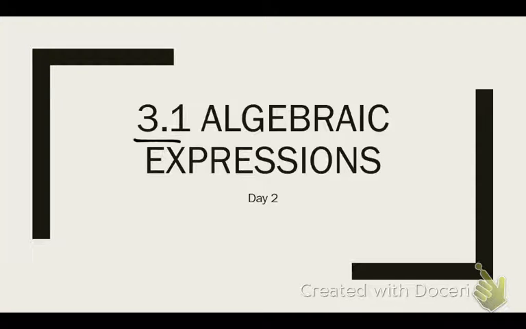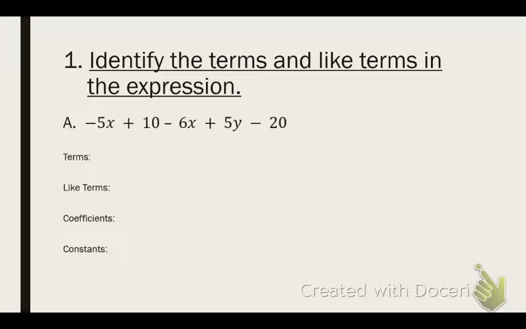We're going to be working on 3.1 again. We're just going to do a second day about algebraic expressions. Let's see if we remember what we talked about yesterday. The first thing I want us to do is to identify the terms and the like terms in this expression, and then we'll also figure out what the coefficients and the constants are. Let's just see if you can remember a few of these things.